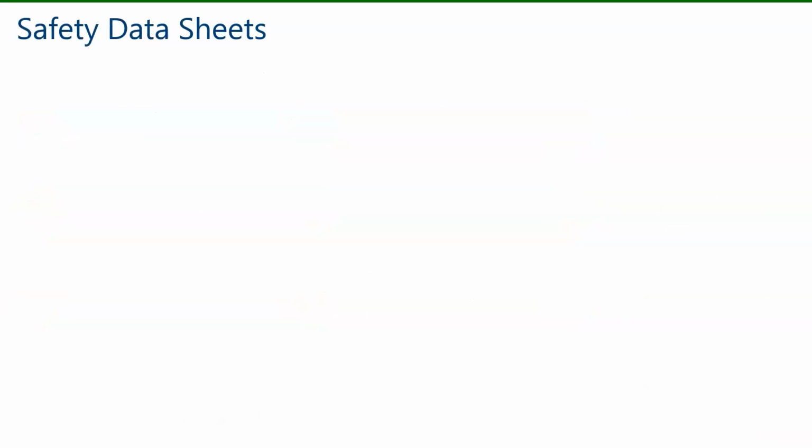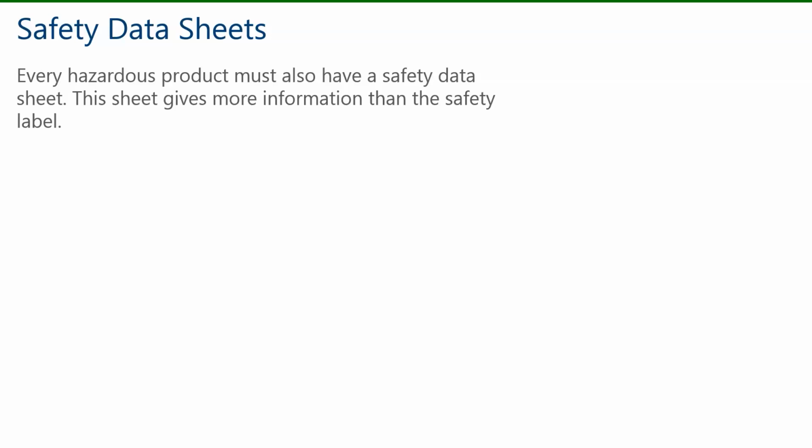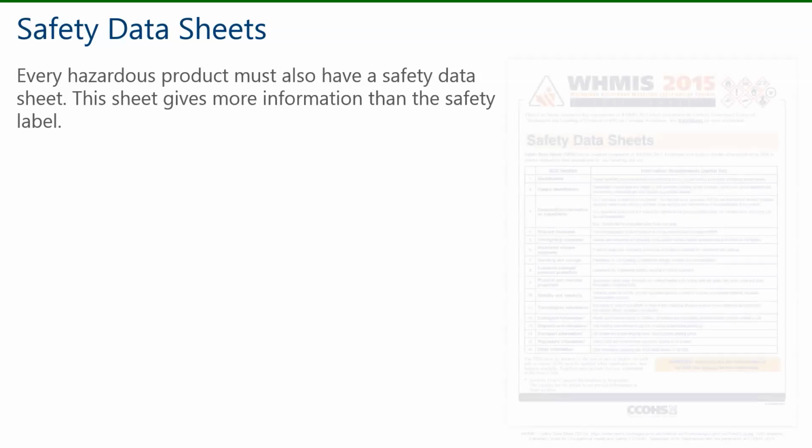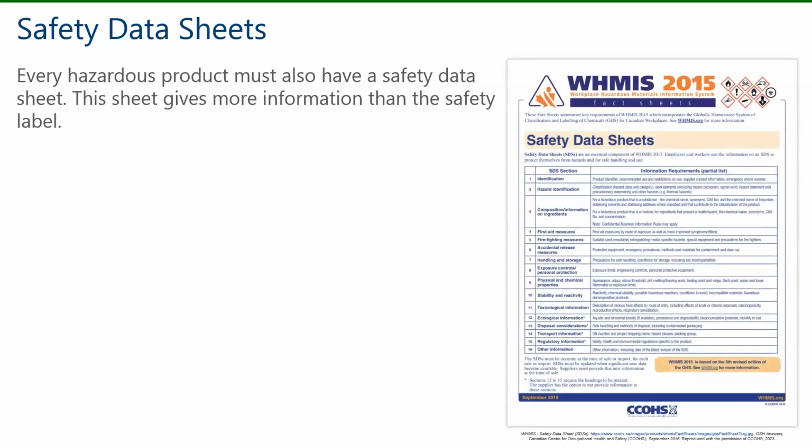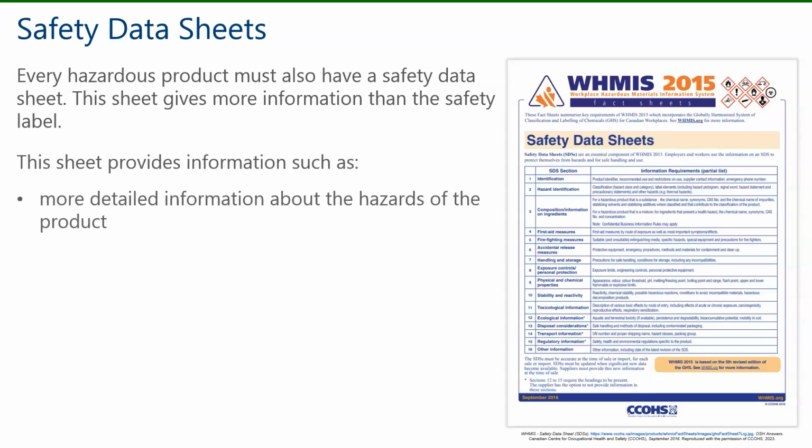Now let's look at safety data sheets. Every hazardous product must also have a safety data sheet. This sheet gives more information than the safety label. The information provided on the safety data sheet includes more detailed information about the hazards of the product, how to work safely with the product.